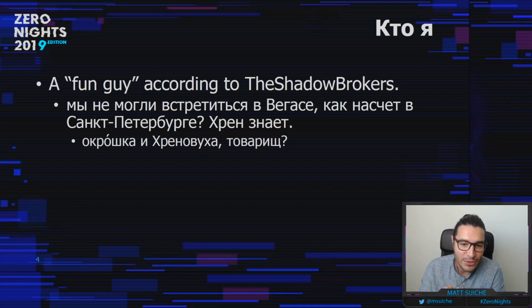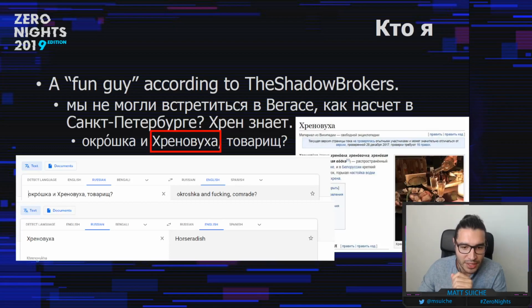And actually, funny thing, for those who do not speak Russian, it basically means, well, since we didn't get the chance to meet in Vegas, what about we meet in St. Petersburg? So we can have some okroshka. And the second word, for the horseradish drink, funny enough, under some circumstances on Google Translate, it translated to something totally different. So I guess that's how legends start about Russians hacking Google Translate.